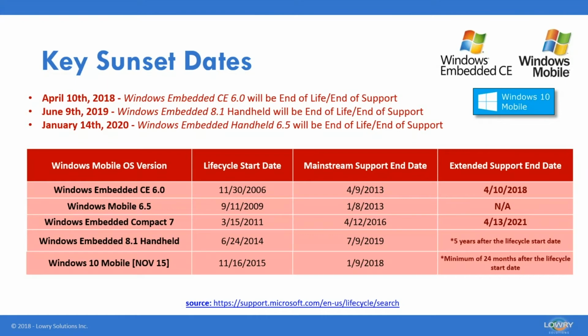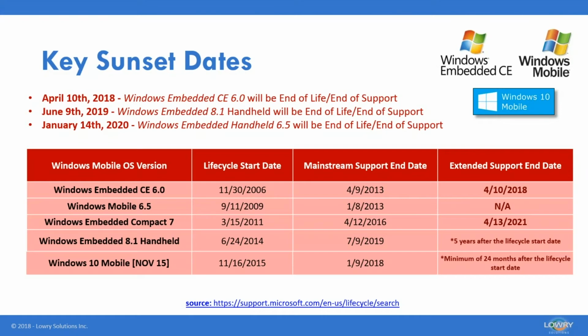In fact, a lot of the devices that are being manufactured will no longer even have an option to put Windows on them. So as you can see from this table, Windows Embedded CE 6.0, which is the first line, is already beyond its extended support end of life, which means that if you have a device running Windows Embedded CE 6.0, you're not getting security updates. And you haven't gotten a security update since April 10th of 2018. And you can see that that is not a sustainable model.